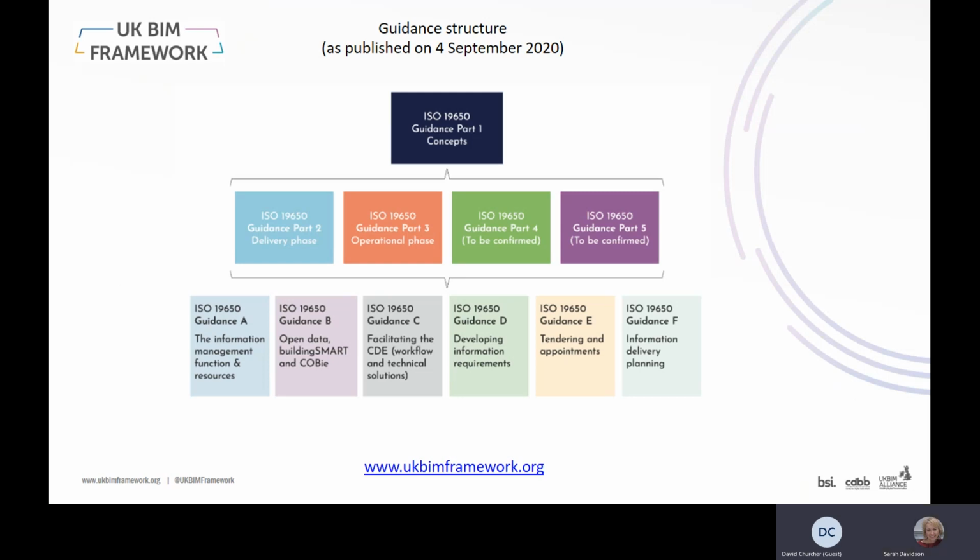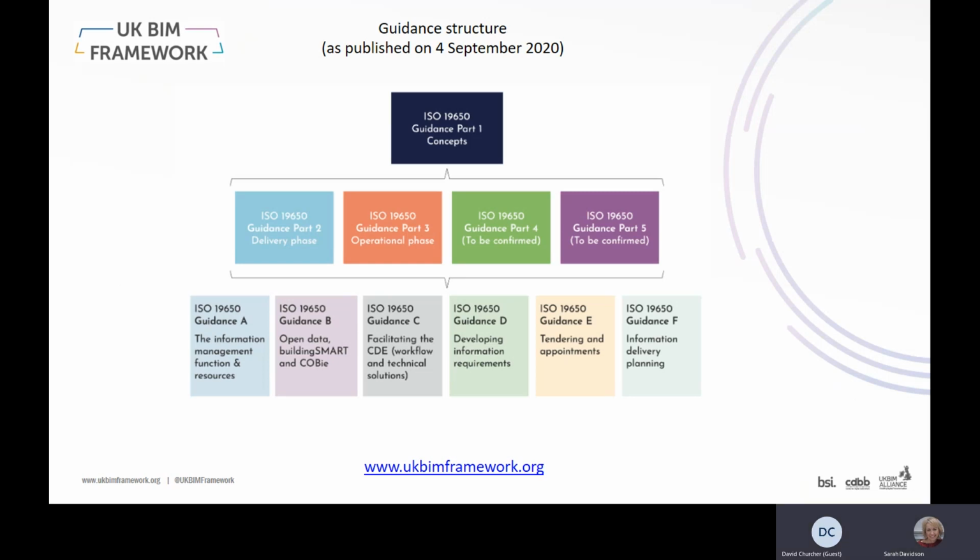So Guidance A covers the information management function and resources. It considers the activities that need to be carried out and offers a resource map supporting the information management framework. Guidance B covers open data and building smart topics. It will also cover COBie but this section is not yet written. And Guidance C covers the common data environment in terms of workflow and technology. It looks at assignment of metadata as required by the National Annex to ISO 19650 Part 2 as well.